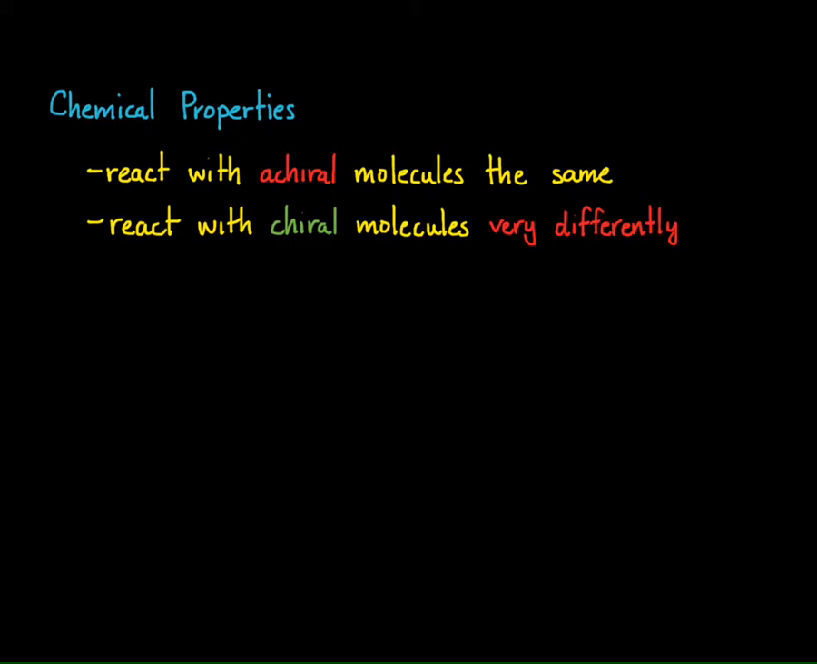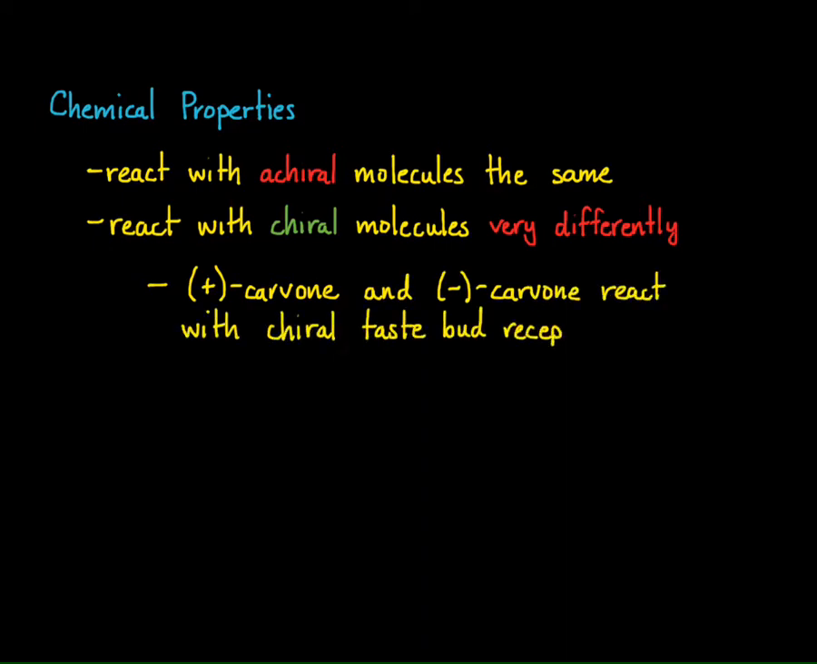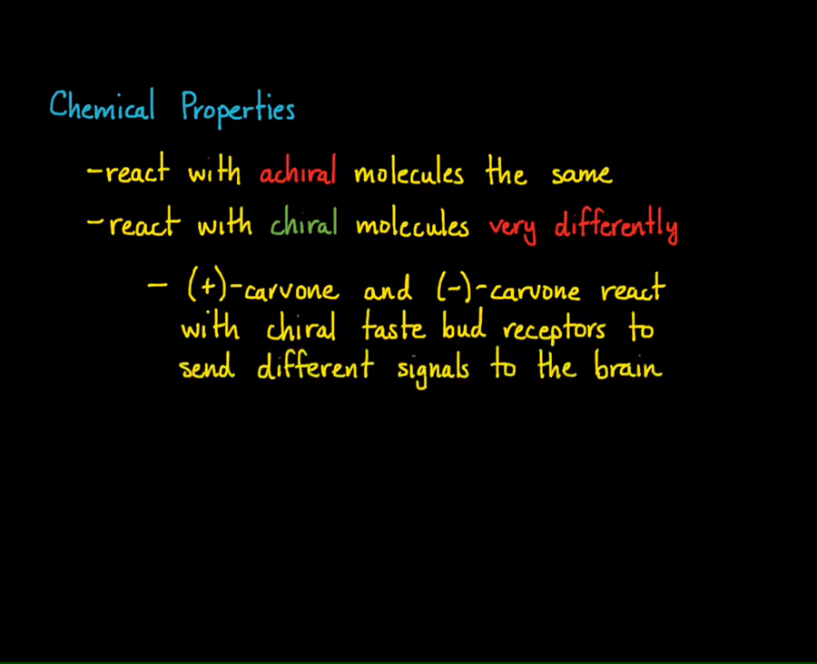Why do we see a difference? Well, what's happening at the molecular level is that both of these enantiomers react with chiral taste bud receptors on your tongue. And when they do so, they send different signals to the brain. So they're reacting differently when they come into contact with a chiral molecule. It happens that taste bud receptors are chiral, and therefore we can distinguish between two enantiomers simply based on the receptors and the signal they send to our brain, which is kind of cool.